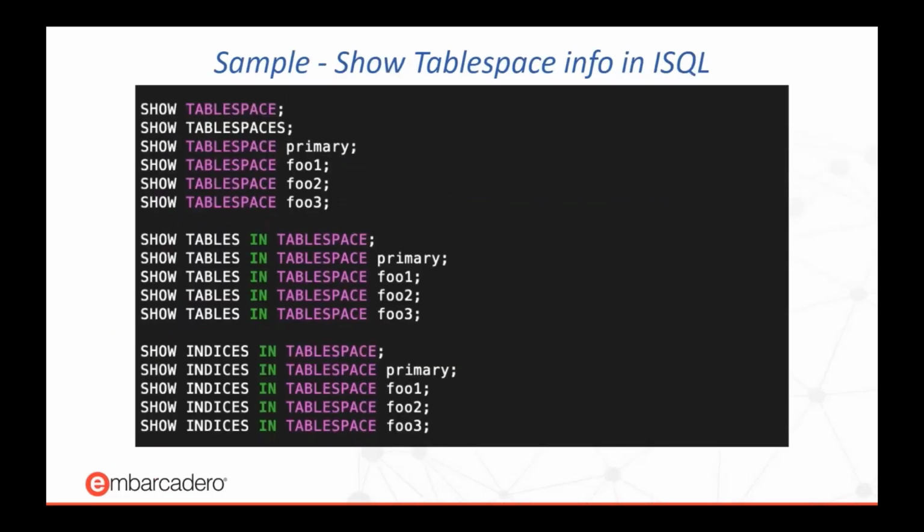iSQL is a command line tool that we provide in the product, and the command line tool has certain quick commands like show, which will allow you to list various table spaces in your database and what each table space has in terms of what tables and indices it hosts.